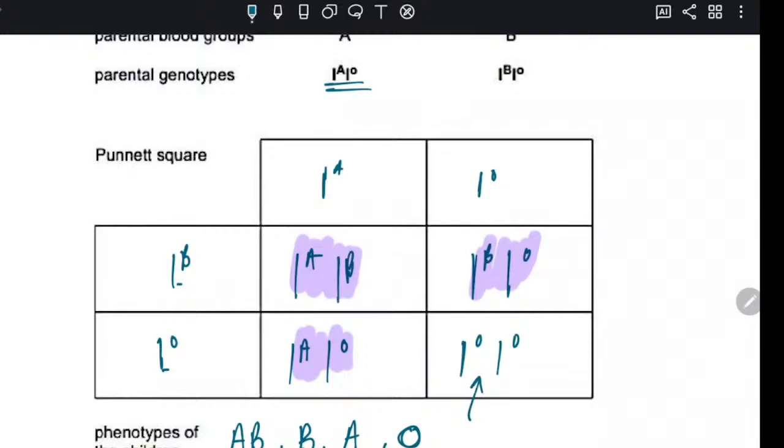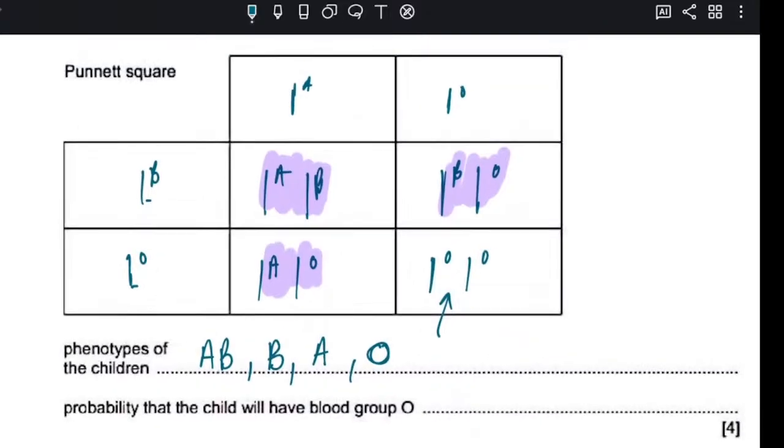Are we together? What is the probability that the child will have blood group O? You still again say 1 in 4 or 25%. Are we together, students? Can you hear me?